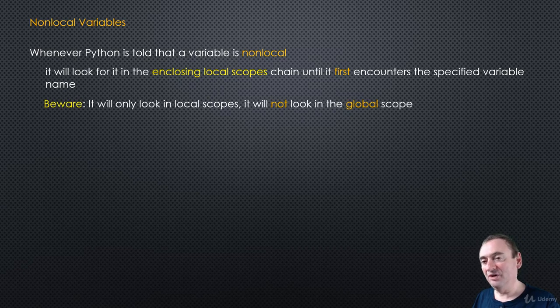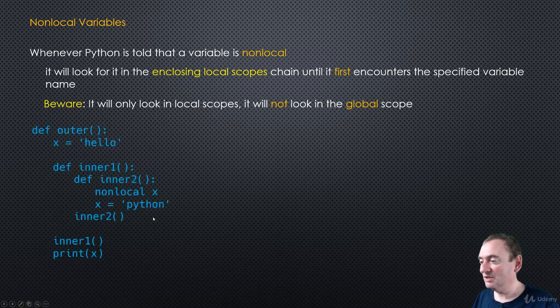If you have a variable that is only in the global scope, and then somewhere in a function you say non-local for that variable name, you will get an error, because Python will say, hey, I couldn't find that name in a non-local scope. Yes, it existed in the global scope, but if that's the one you meant, use the global keyword. Otherwise, it will restrict itself to just using nested local scopes. So let's look at an example of how this works.